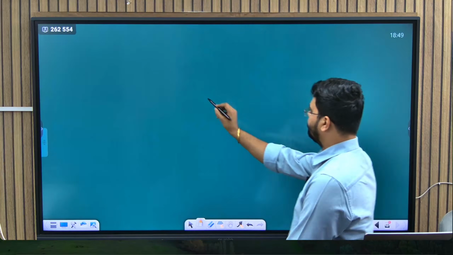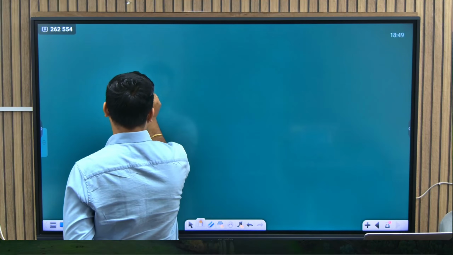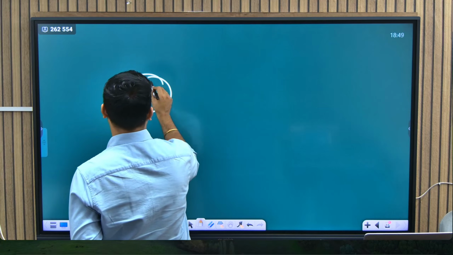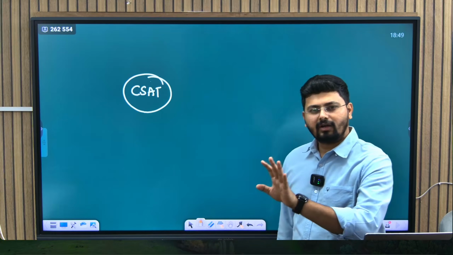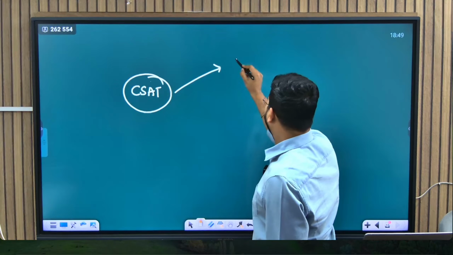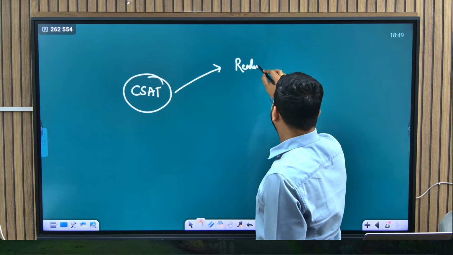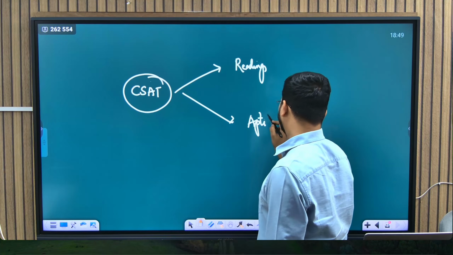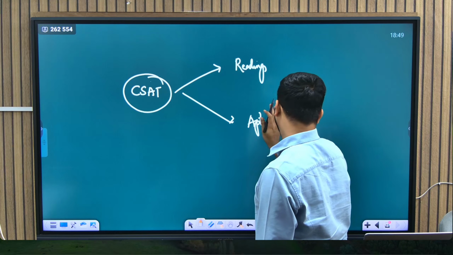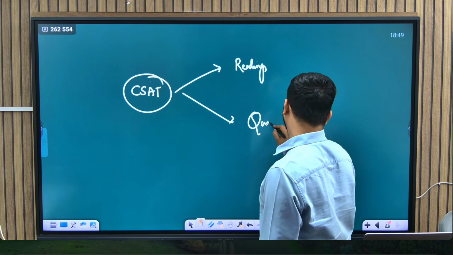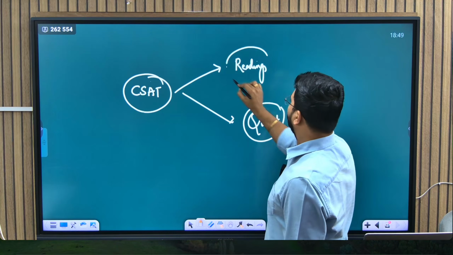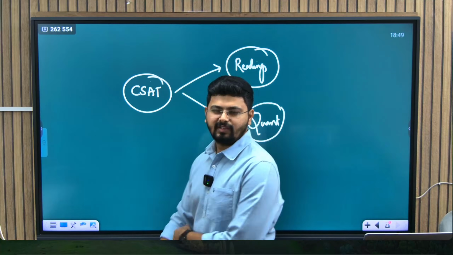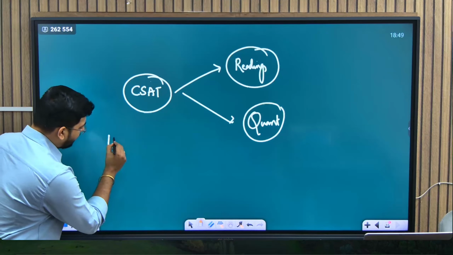Now coming to CSAT. See, some people are good at reading comprehension and others are good at aptitude, so quantitative aptitude. Based on your strengths, you have to work on the other aspect. I'll tell you, in CSAT, there are around 10 topics.